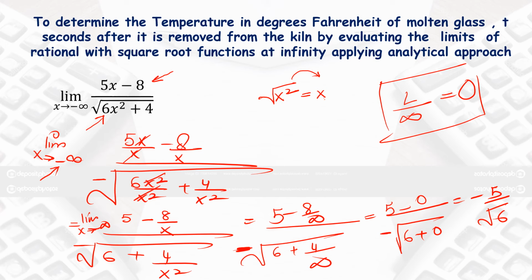If the limit in the question is negative infinity, don't forget to put a negative sign near the square root, otherwise your answer will come up with 5 over square root 6, which is considered the wrong answer.